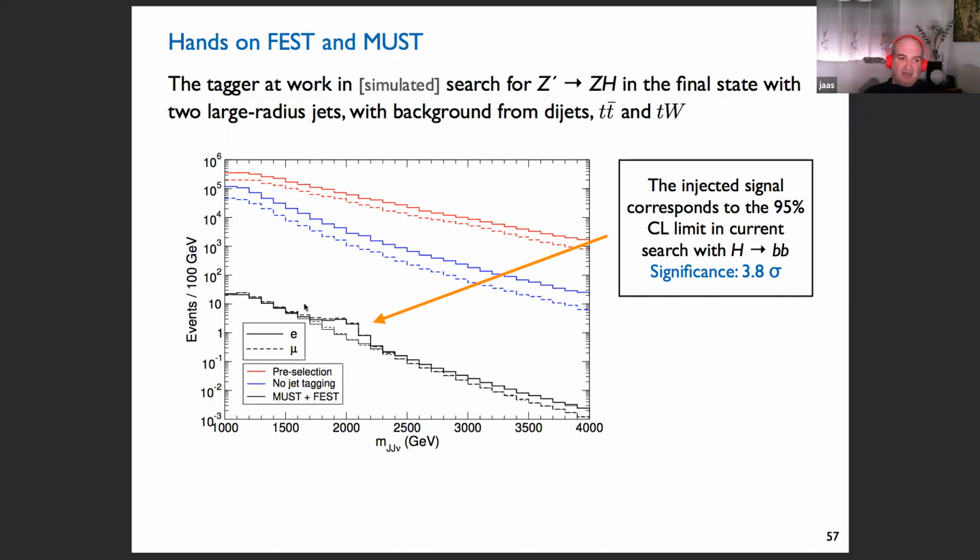Precisely, the size of the signal injected is the upper limit from an analogous search, where instead of using this target to identify the Higgs, you use the decay to b b-bar.